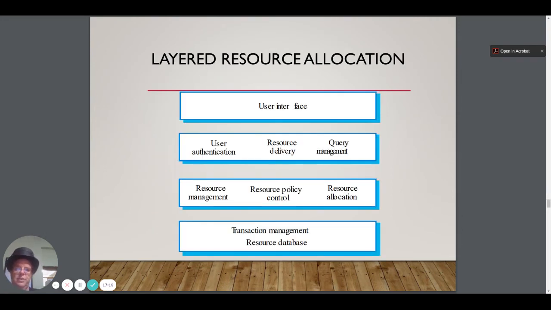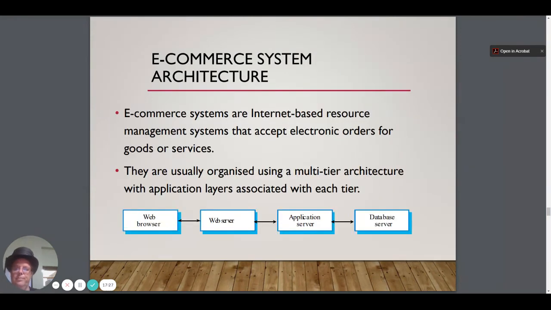So if we want to map these to a layered model, here's what it would look like for the four layers. And again, apologies for the older figures here. For the e-commerce system, here's how we could map these to the four layers, with web browser, web server, application server, and database server. And these are usually organized as a multi-tier architecture with the application layers associated with each tier.